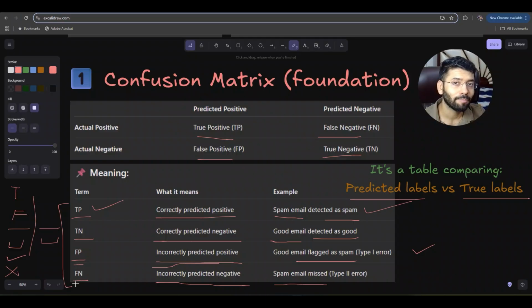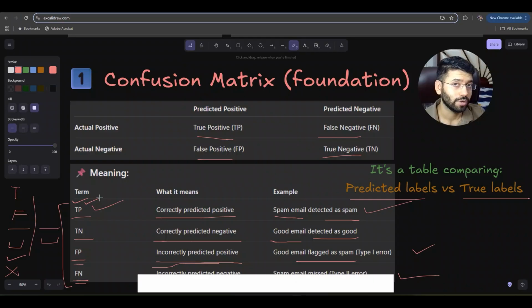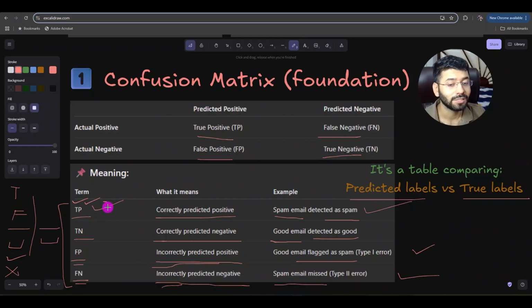And the last example, false negative: first half false, it means we predicted incorrectly, and second half negative, so it was not marked as spam. So we were not able to predict a spam email. It was actually spam, but we did not mark it as spam. So based on this funda, first half is your prediction, second half is actual. You can simply remember these four terms: true positive, true negative, false positive, false negative.